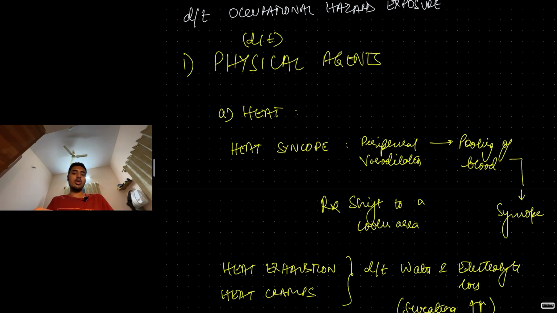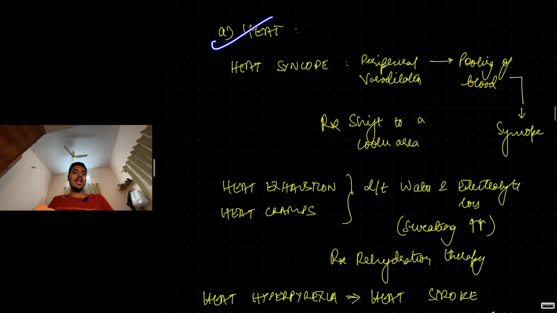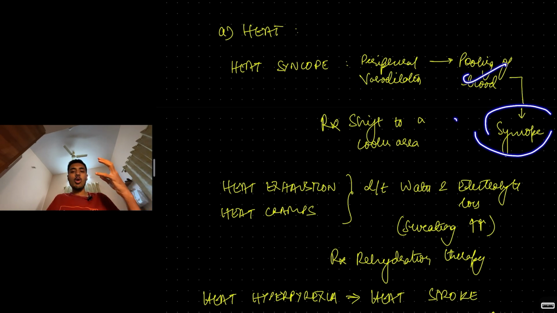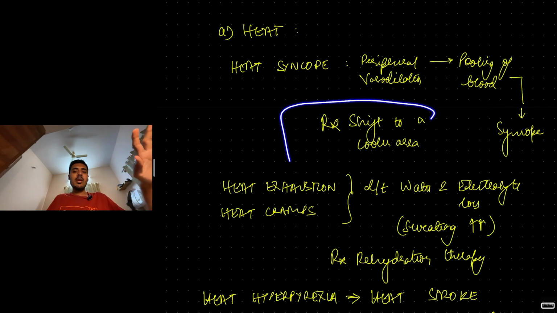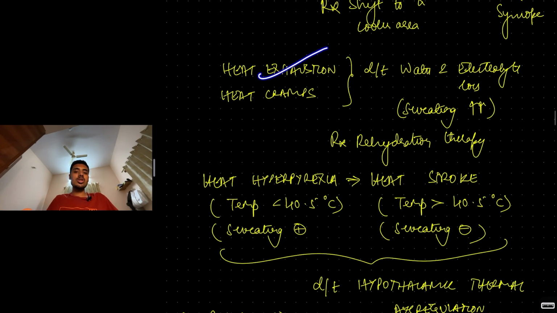Due to physical agents, it could be heat. Mild heat, hot conditions, you can have peripheral vasodilation that causes peripheral pooling of blood that causes syncope. So what do you do? You just shift the patient to a cooler area so that the blood flow to the brain once again comes back to normal. You can have heat exhaustion, heat cramps because of loss of water, loss of electrolytes. How do you treat dehydration? You just give rehydration therapy.